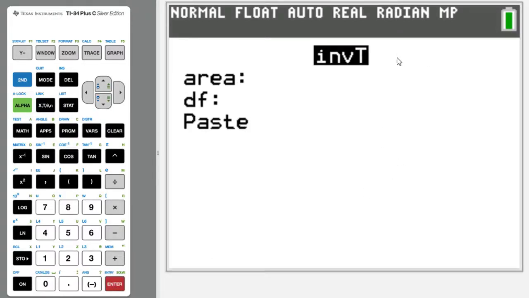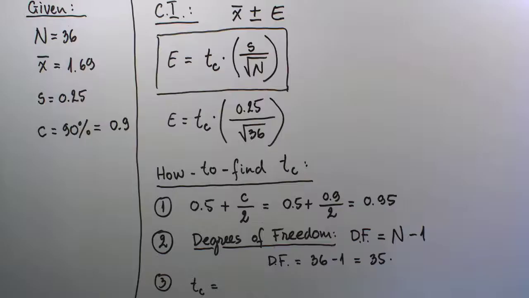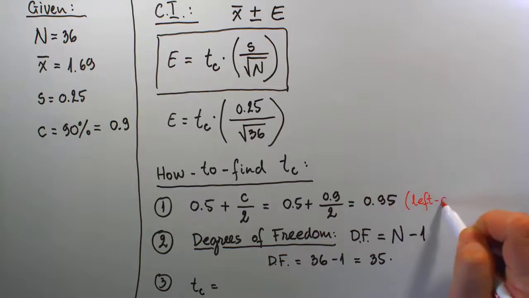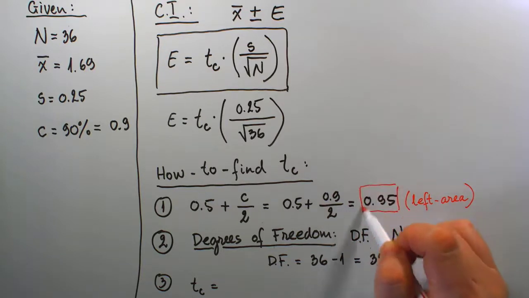So now we're at the menu prompt for invT, and it's looking for area. Back on my work, the area we're about to give the calculator is this area. This now has a meaning. This is an area, and some calculators refer to this as left area, or simply for short, just area. So this is the area we're giving the calculator.